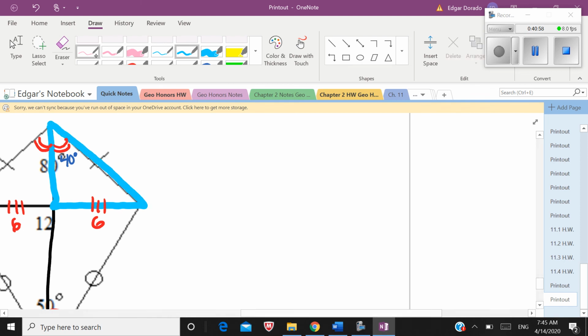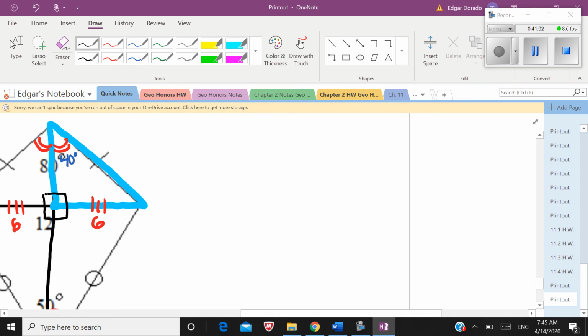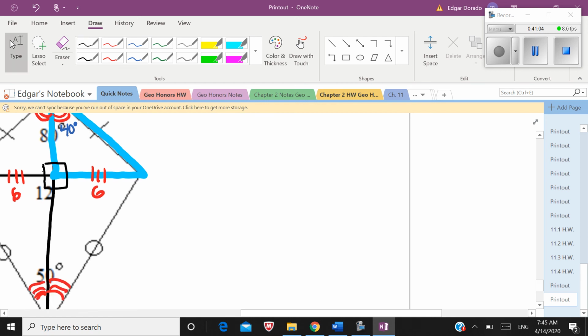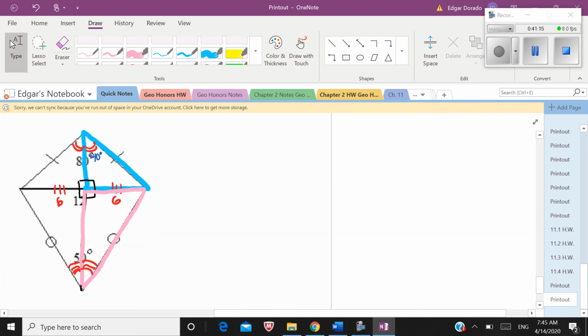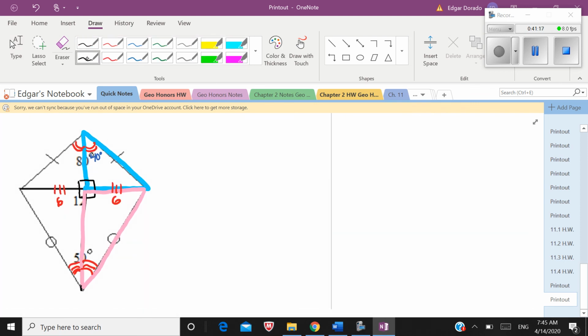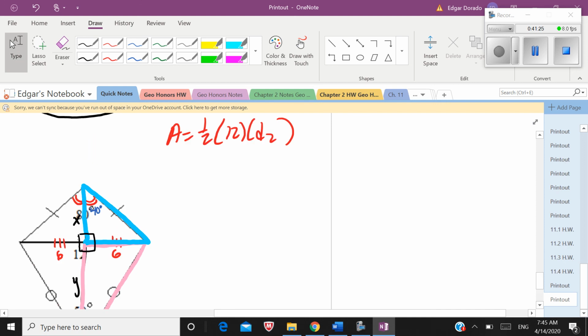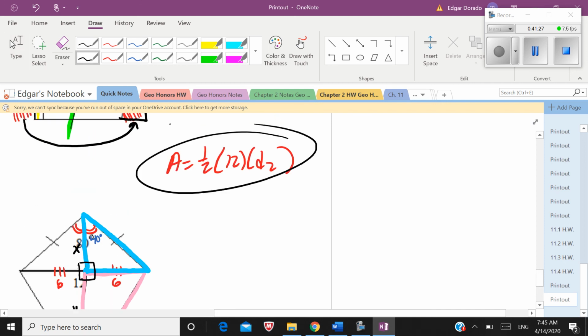Okay, what else do I know? Well, I know that those diagonals are perpendicular. And I'm going to ask you to also concentrate on this triangle. Why am I asking you to do that? Because you need to find two pieces of information. I need to know what x is, and I need to know what y is. Because if I know what x and y are, I can figure out what that diagonal is, which means I can finish my formula right here.